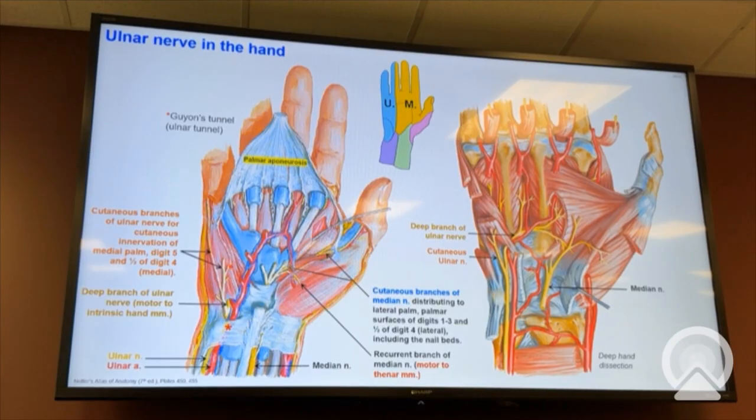Also importantly, you'll have some cutaneous branches. The cutaneous branches of the ulnar nerve, recall, will do the 5th digit and the medial half of the 4th digit, along with the medial palm as well. So this part of your hand here, this is the palmar surface of your hand, 5th digit, half your 4th digit, and the medial aspect of the palm, all done by.